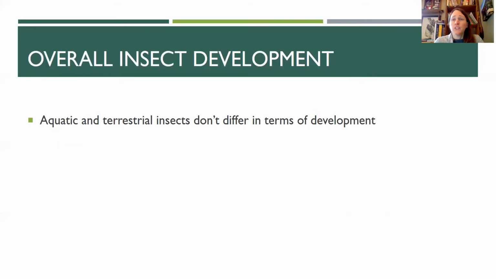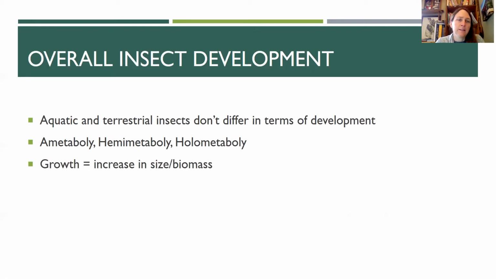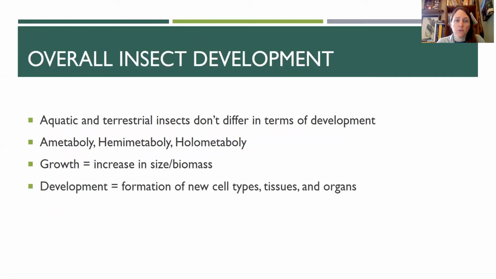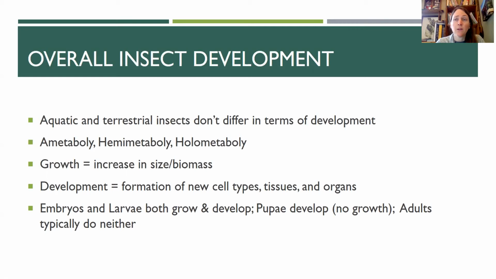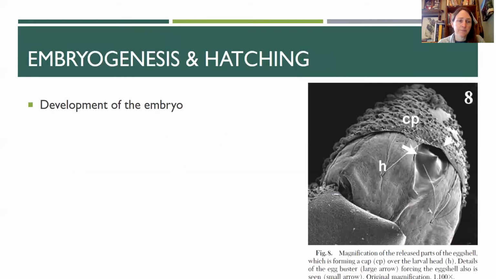So in general, aquatic and terrestrial insects don't really differ much in terms of how they develop. There are embryogenesis, hemimetabolous, and holometabolous insects. And in typical development, there's both growth, which is an increase in size and biomass, and development, which is the formation of new cell types, tissues, or organs. So embryos and larvae both grow and develop. Pupae don't usually grow, they just develop. And then adults typically do neither. They neither grow nor develop, and they're just maintaining their adult body.